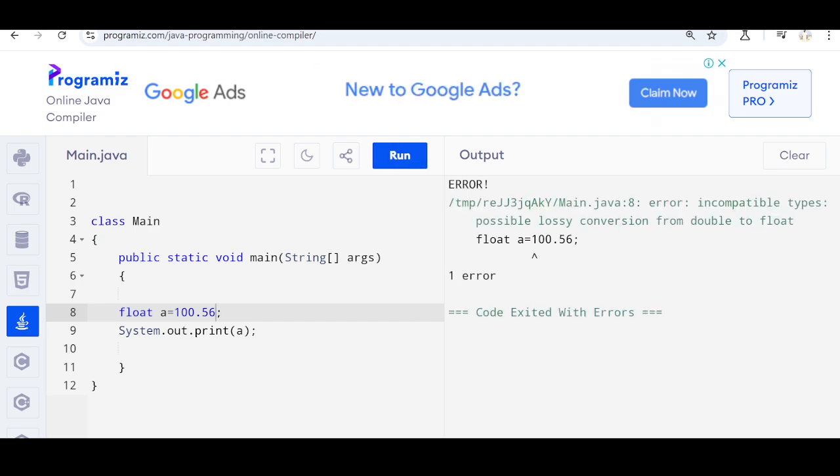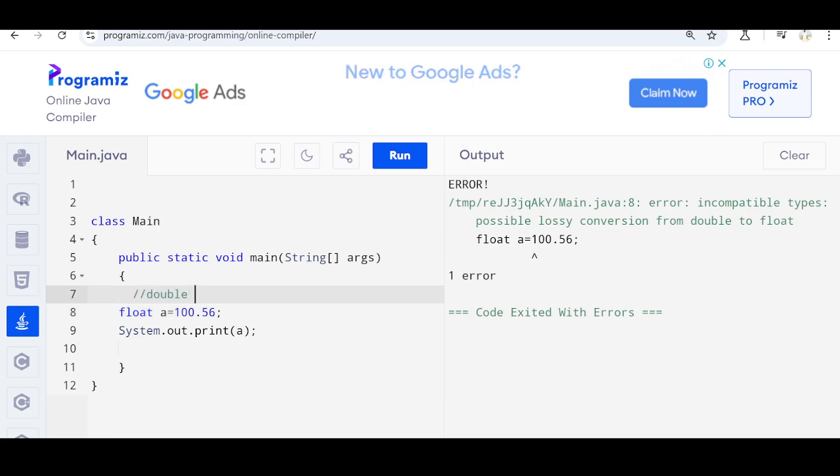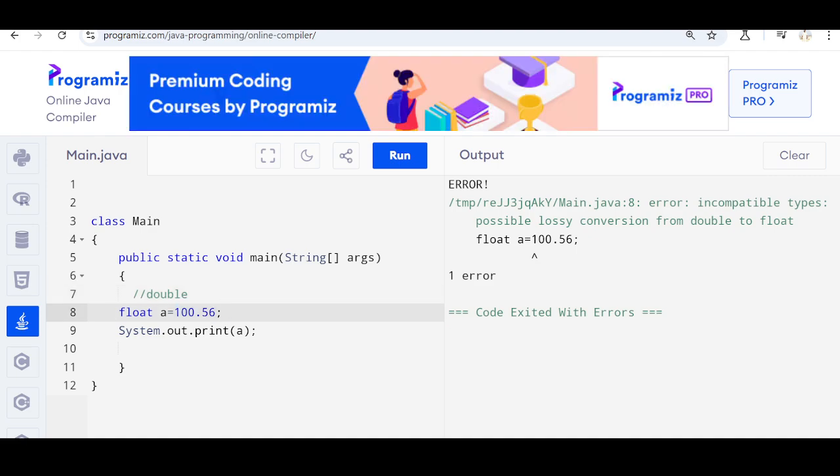Why you will get an error is that every floating point literal, every literal which has both a fractional part as well as the integer part, by default will be treated as a double value. Even if you are suffixing it with the d, or if you are not suffixing it with the d, by default it will be treated as double.